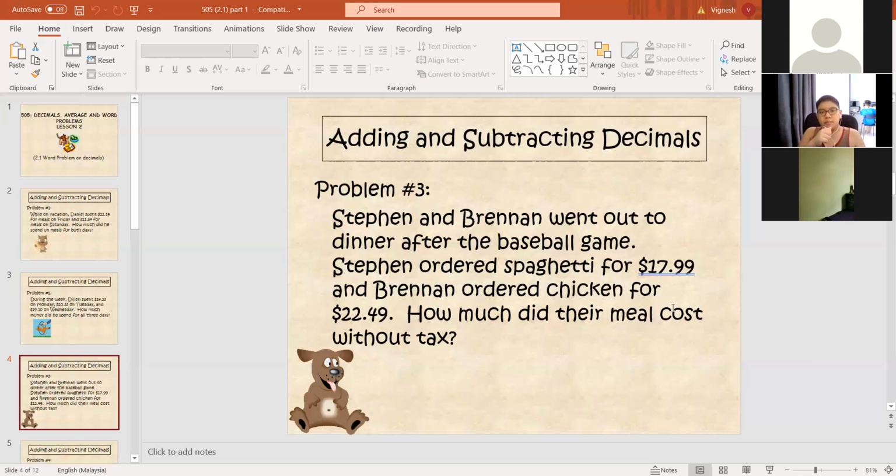Stephen and Brandon went out to dinner after the baseball game. Stephen ordered spaghetti for $17.99 and Brandon ordered chicken for $22.49. How much did their meal cost without tax? So, plus. Okay, show the working there.